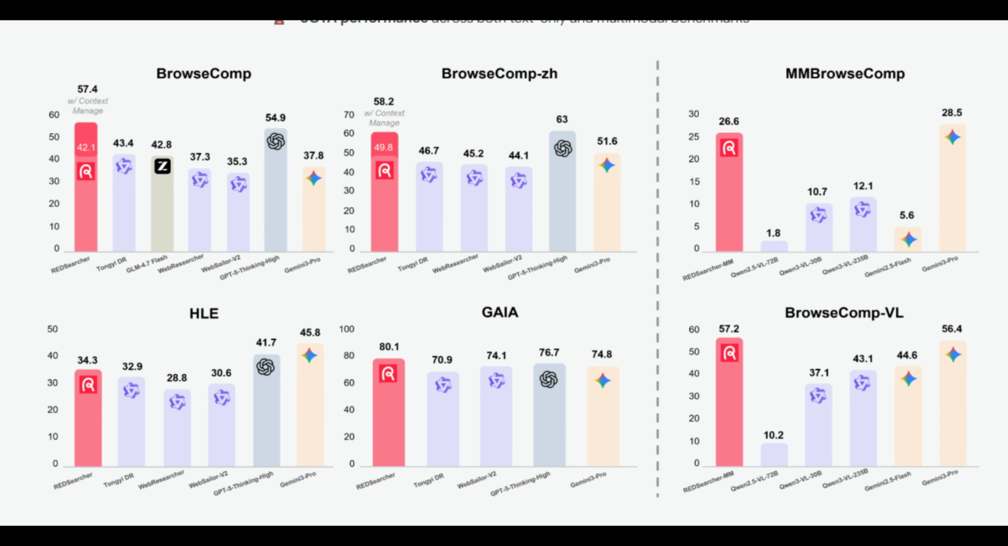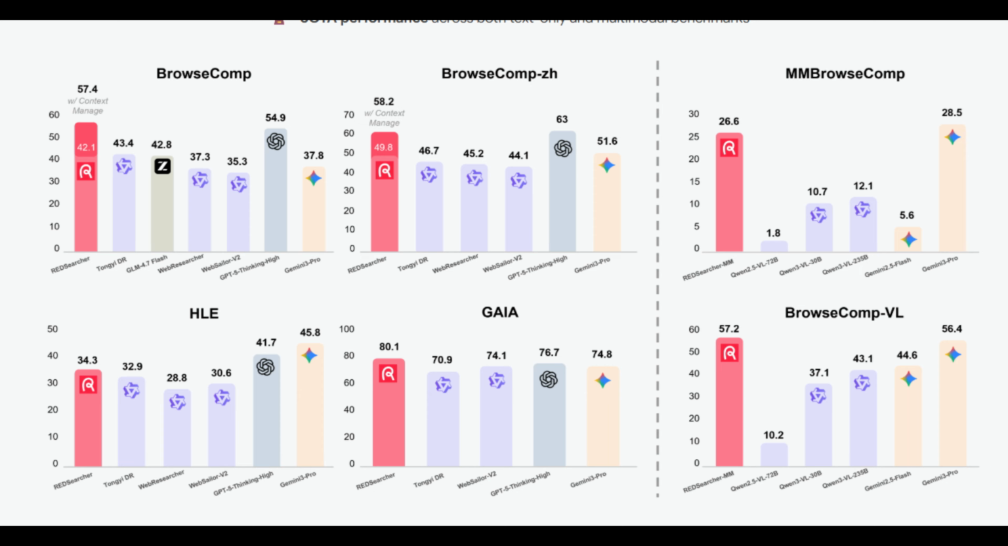On GAIA benchmark, which tests general AI agent ability, REDSearcher scores 80.1%. That beats GPT-5 and also Gemini 3 Pro. On BrowseComp, a benchmark for hard web research, REDSearcher scores 57.4% with their context management technique. That competes with models much larger than it. And they also released a multimodal version, REDSearcher MM, that handles both text and image-based search tasks.